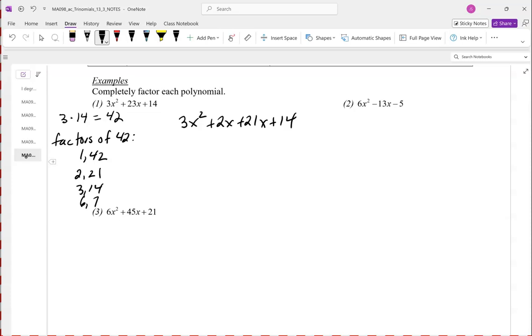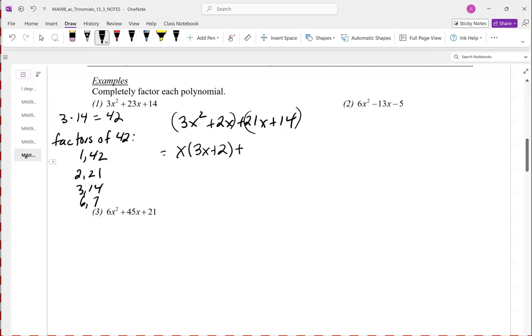Now what do? Group, right? Group the first two, group the second two. What do we factor out of the first two? An x. When you factor out an x, you're left with 3x plus 2. So what are we looking for in the second piece? 3x plus 2, right? If this is going to factor, we have to see the same group.